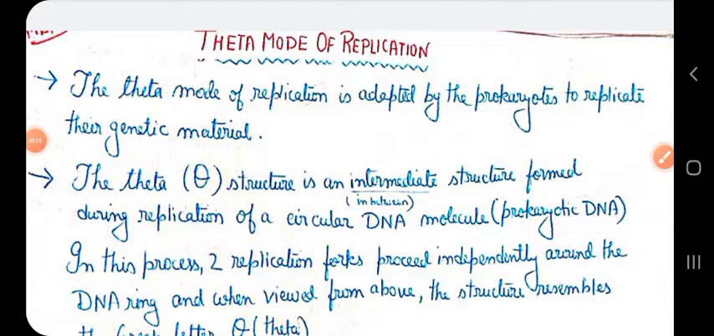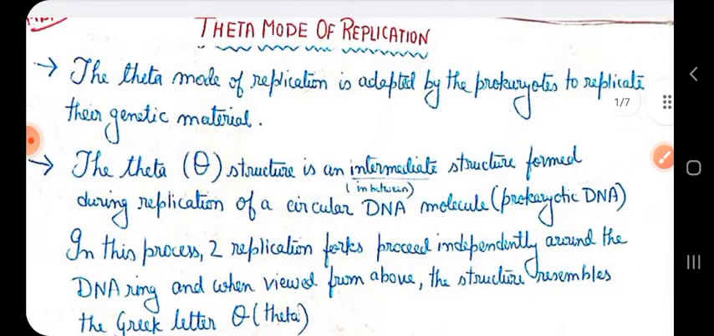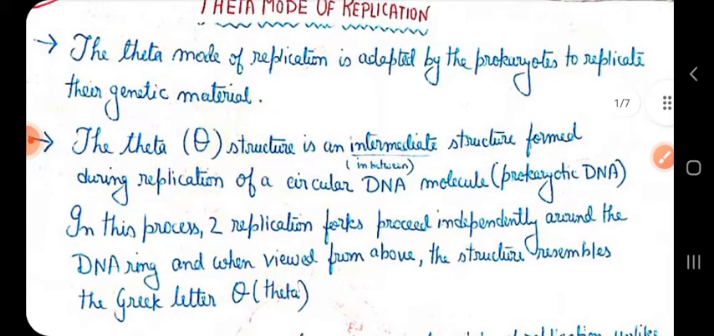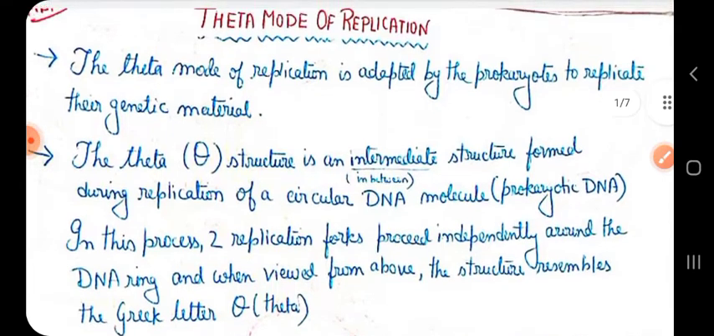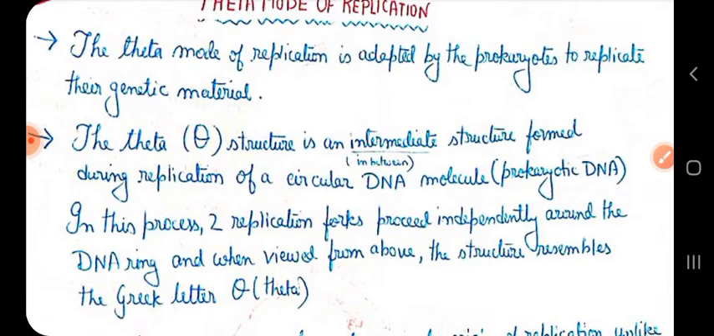Today I am going to discuss the theta mode of replication as well as the rolling circle mode of replication. Now this type of replication is normally adopted by prokaryotic organisms to replicate their genetic material, as we know that most prokaryotic genomes are circular.